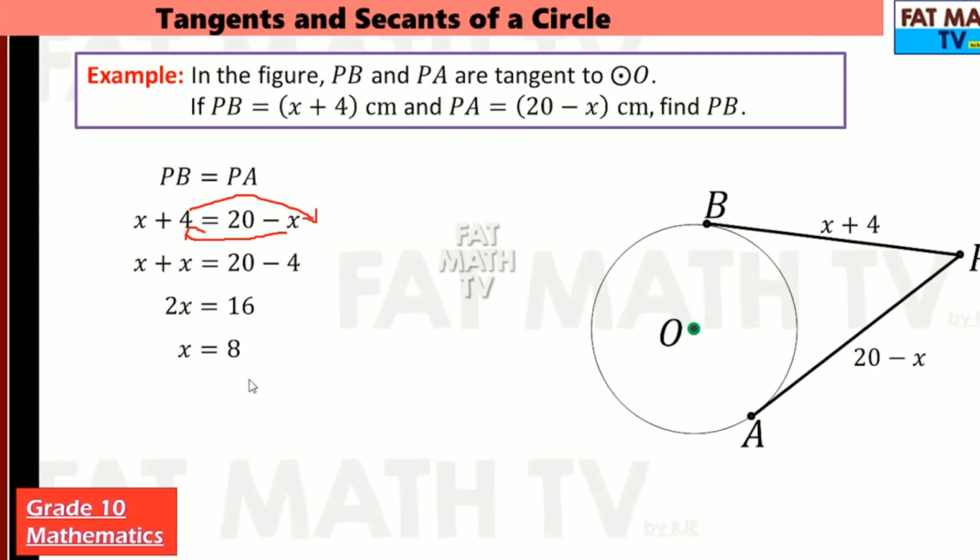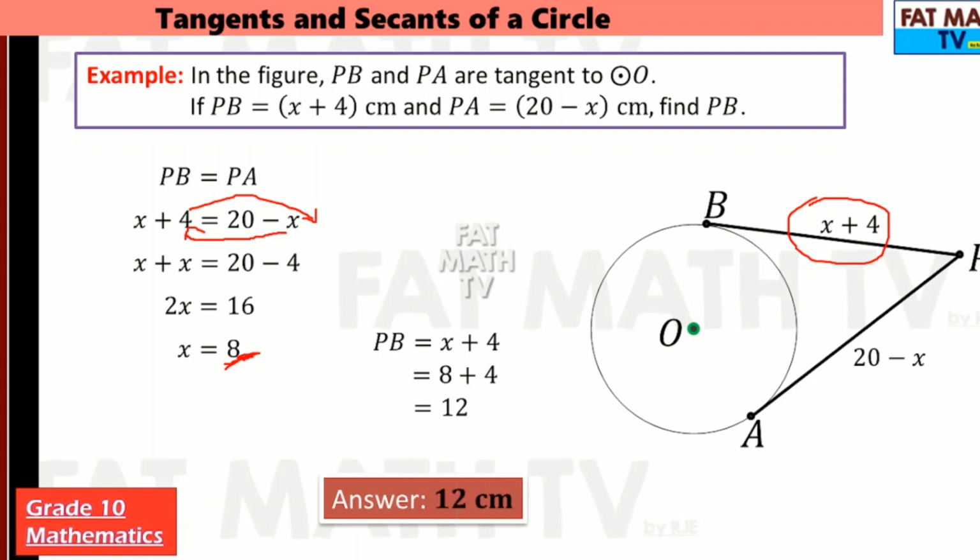So x is 8. What we're asked to find here is PB, and PB is x plus 4. But we know here that x is 8, so x plus 4 is 8 plus 4. That is 12. So PB is 12 centimeters, because we are given here the unit of measure centimeters. So PB is 12 centimeters.